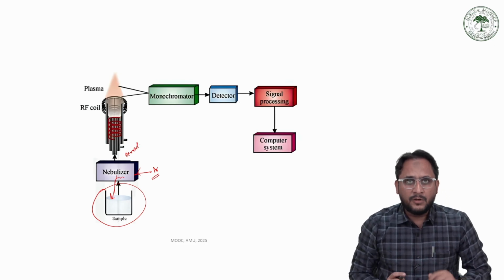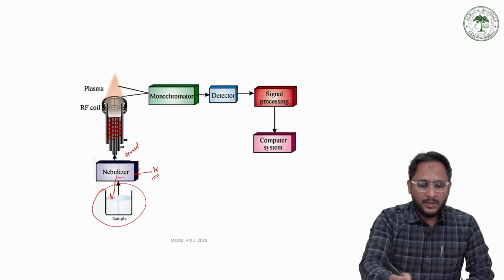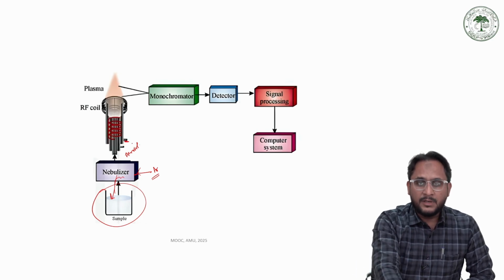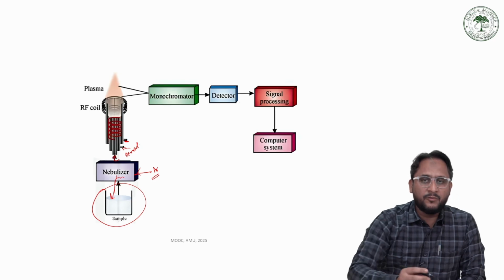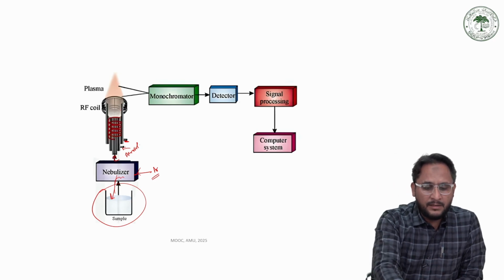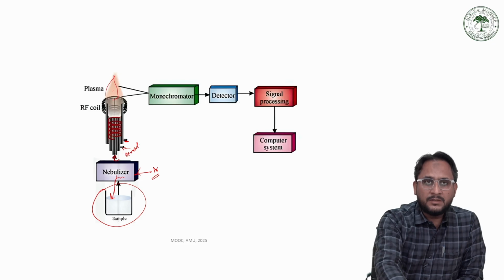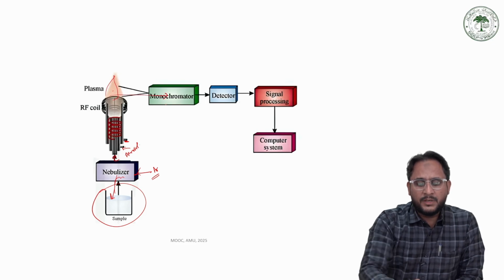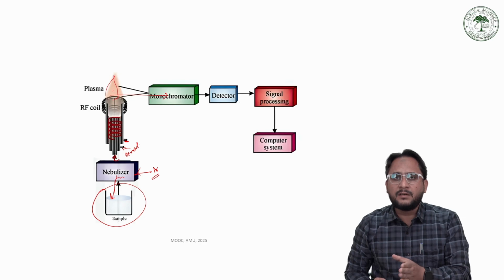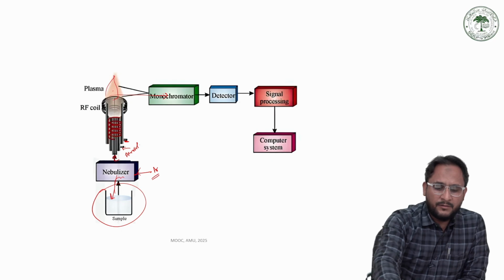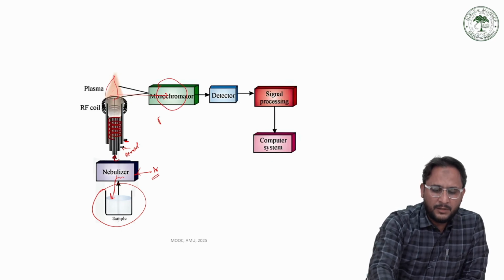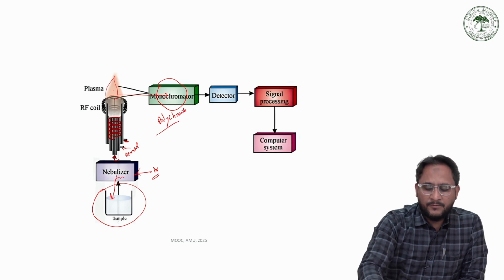Then we have RF. Then we have the ICP torch, which has an outer jacket for coolant argon gas. In the middle tube we use auxiliary argon gas to create the plasma, and in the central tube the aerosol sample, where the sample is mixed with argon gas, is entered. It is atomized and excited in the plasma. Then it reaches the monochromator, where selective wavelengths are allowed to pass through while some of them are excluded. Or even if we are doing multiple element analysis, we can use polychromators over here. And then finally we have a detector.